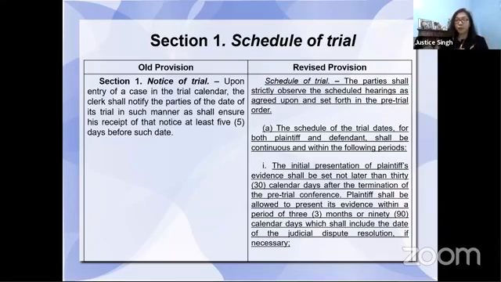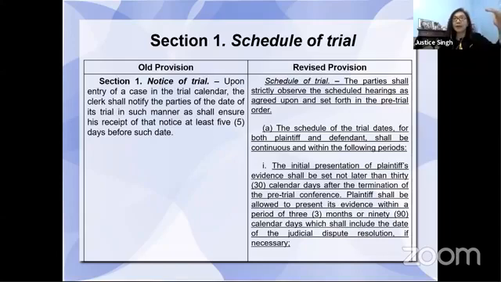Mabilis, no? But you may ask, why 60 days from the date of the last pleading? You have to give allowance for the parties to prepare for pre-trial. That's why 60 days is the period we agreed on there.